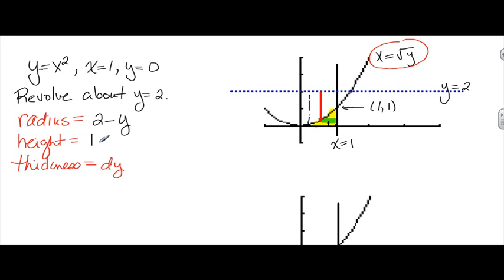So volume for this solid of revolution can be found by setting up the integral and integrating 2 pi, definite integral. The lower limit is 0, upper limit is 1. And then we have the radius times the height times the thickness.